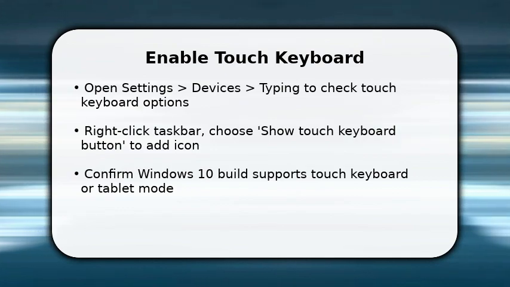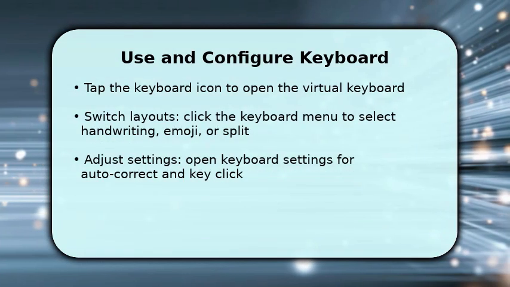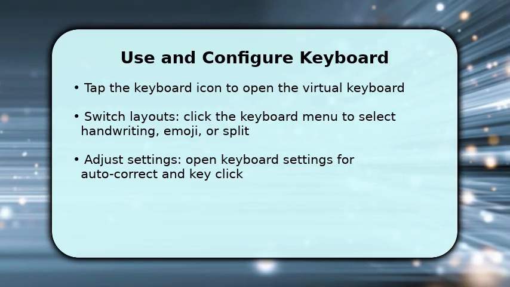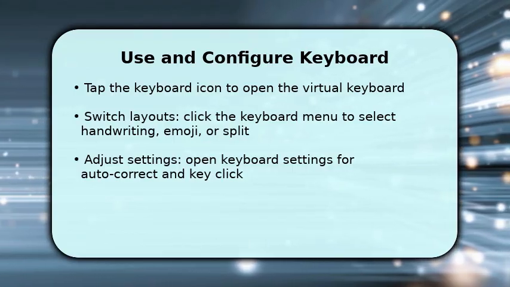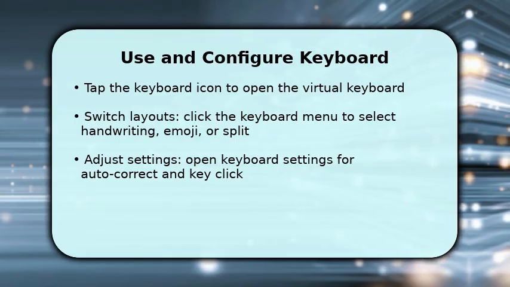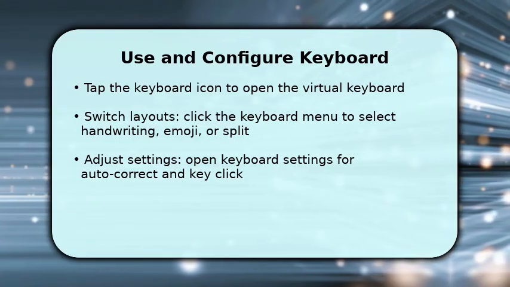an app like Notepad. Open the keyboard by tapping the new icon in the taskbar and place it where it won't obscure important UI. You can switch layouts using the menu button to pick full, split, handwriting, or emoji modes. This adapts input for different tasks.